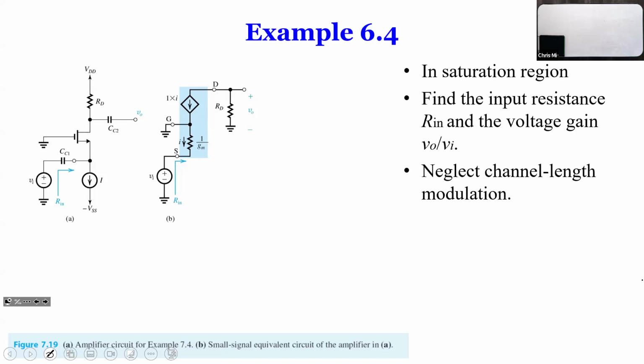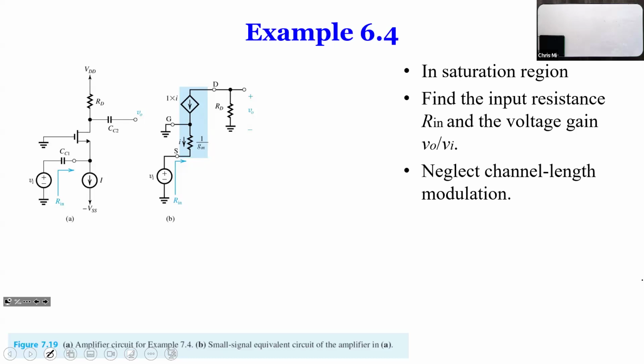Where's the input? Do you see where the input is? So your input is at your source. Another interesting thing to notice is that there's a DC current source, and often we call it a current source or current mirror.